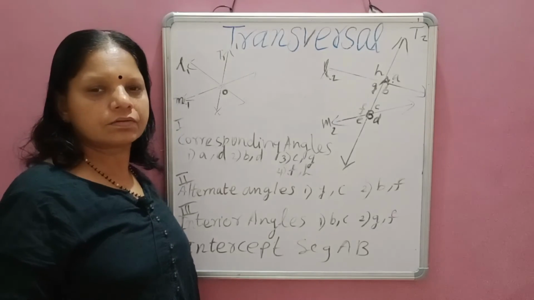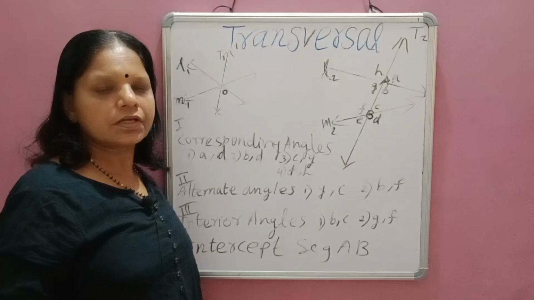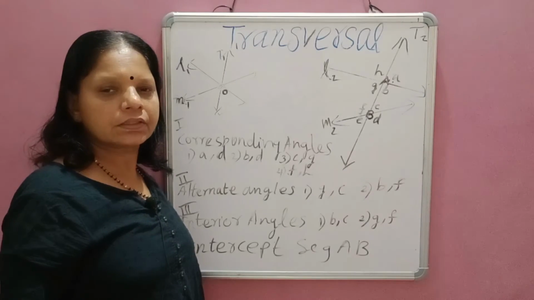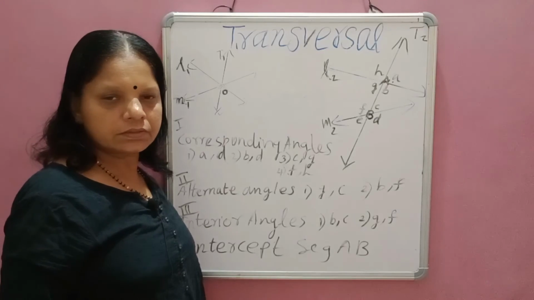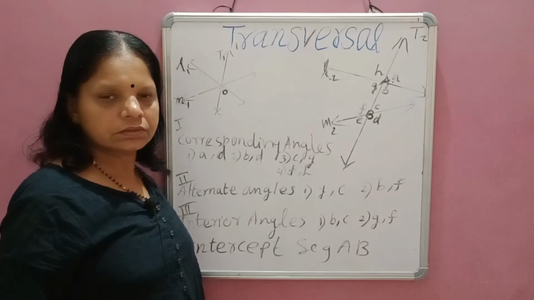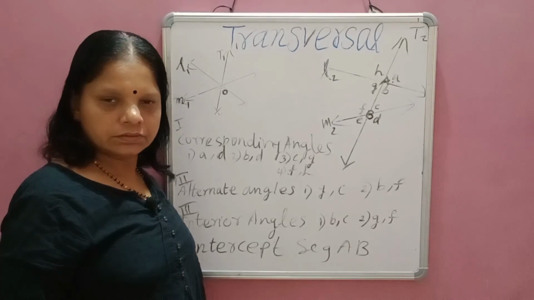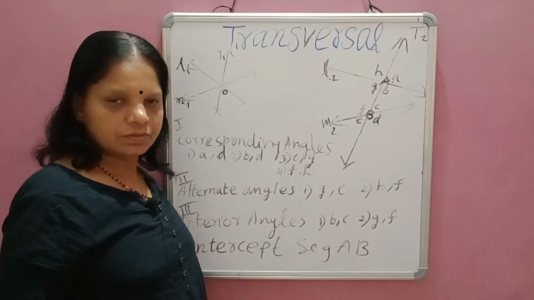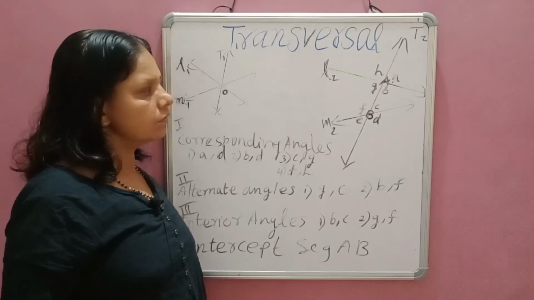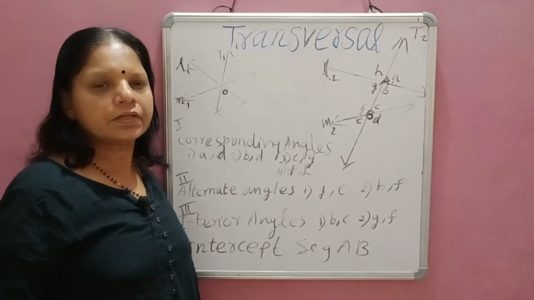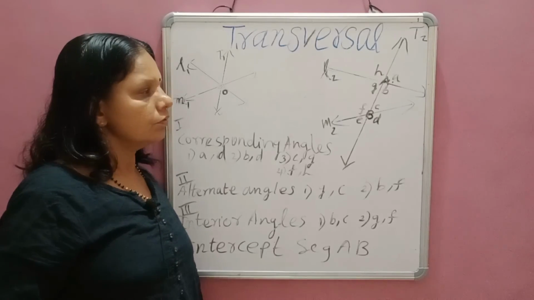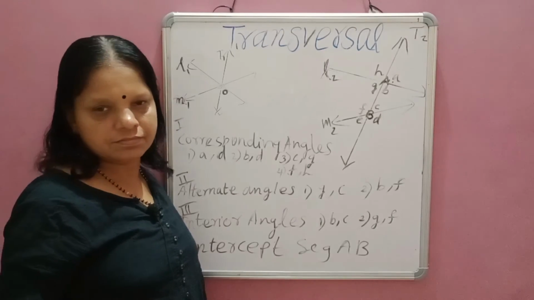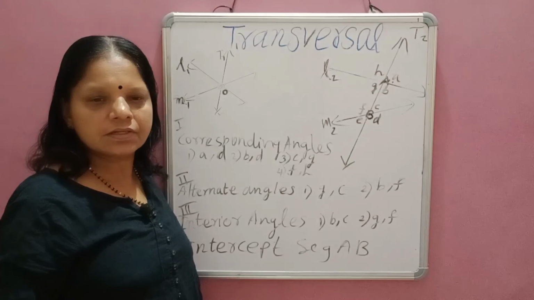So, what is meant by transversal? A line that intersects two other lines in distinct points. Pairs of angles formed by the transversal: corresponding angles, alternate angles, and interior angles, and intercept on the transversal. These are the things I would like to explain today, and you can learn more about transversal in the next class. That is the end of today's lesson.